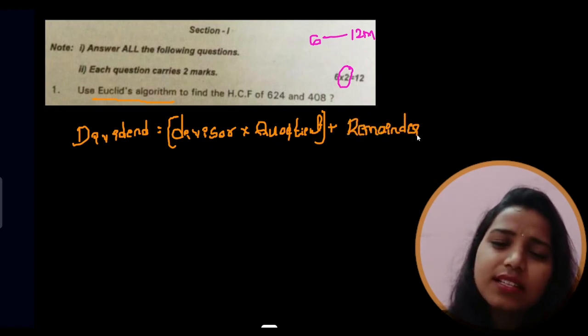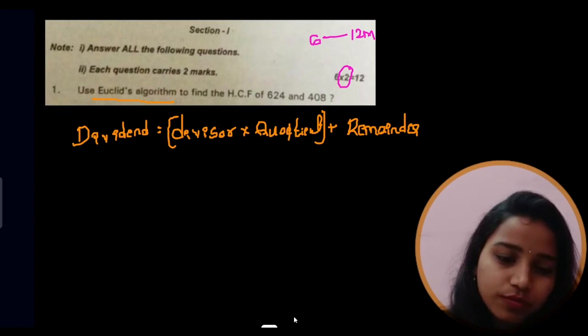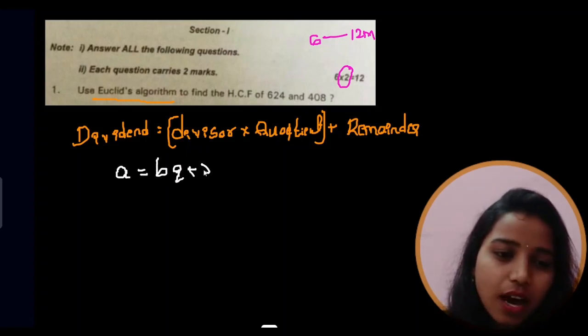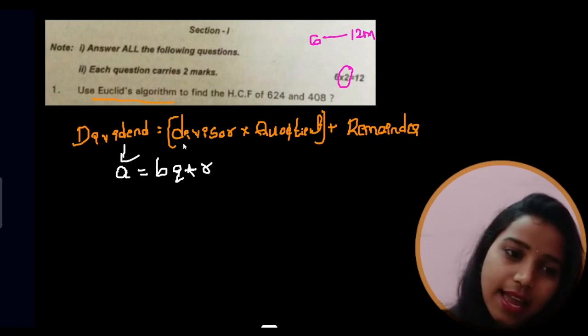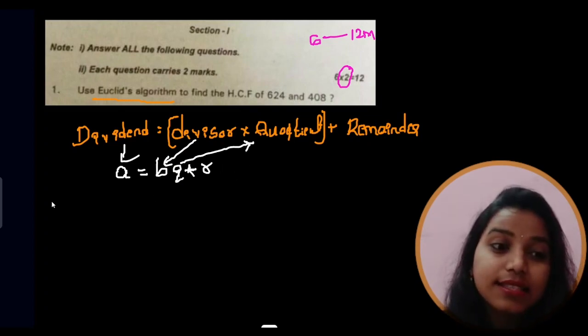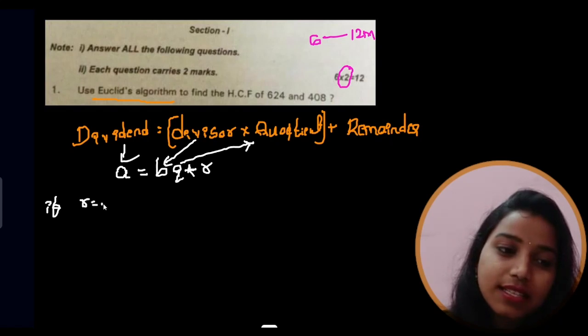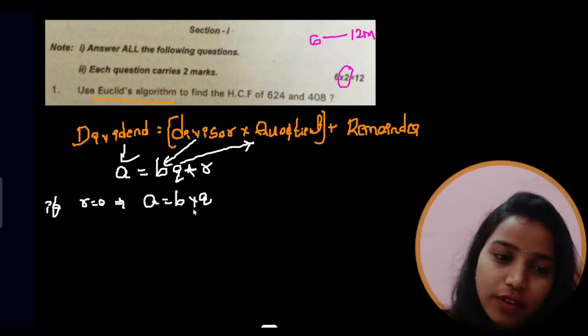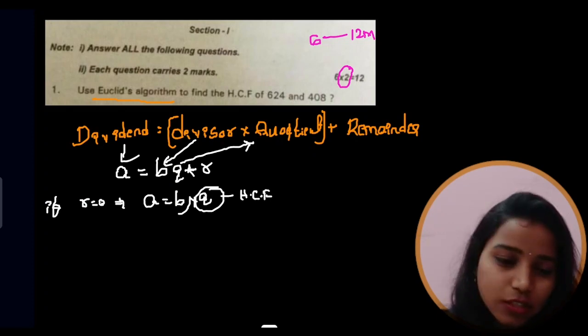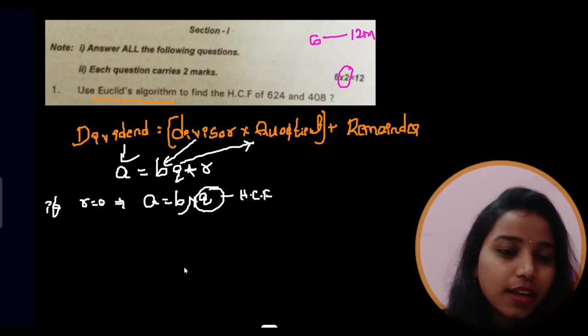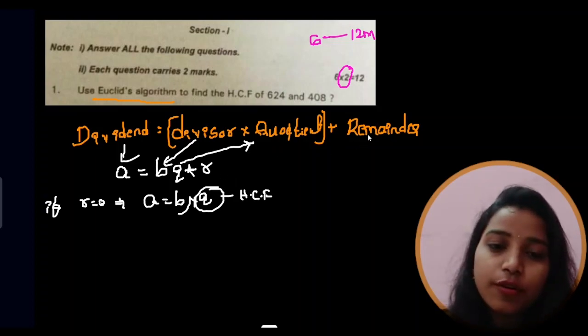So we can simply write it as A = B × Q + R. Here A is the dividend, B is the divisor, Q is the quotient and R is the remainder. If R = 0, then A = B × Q, so we can consider this B as the HCF of these two numbers. So let's find this value. We need to make the remainder 0.